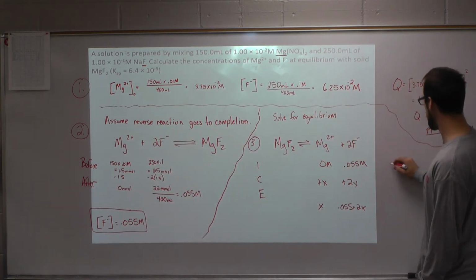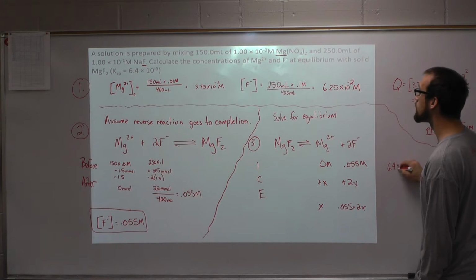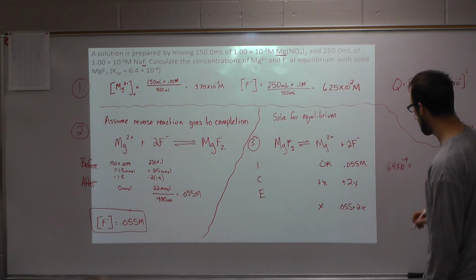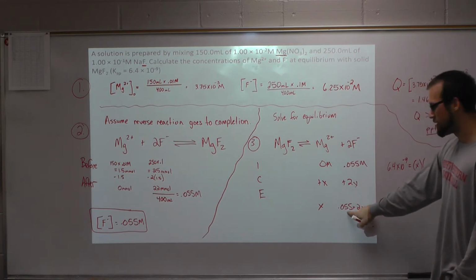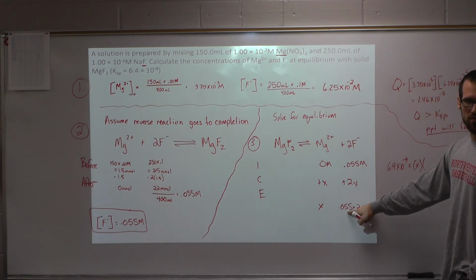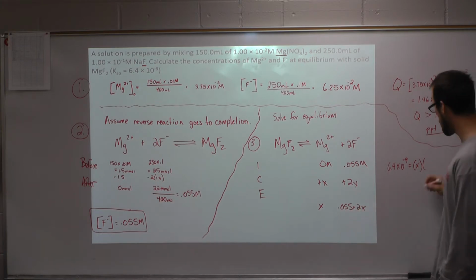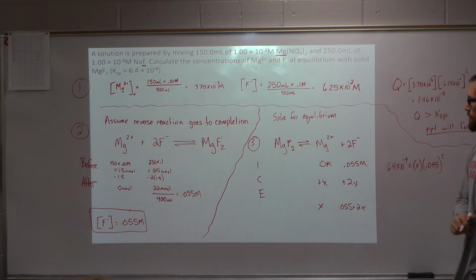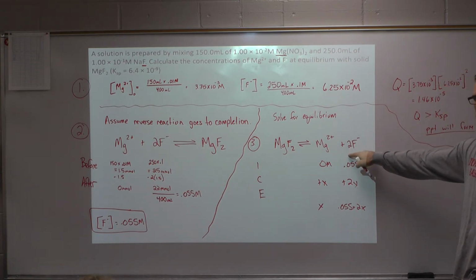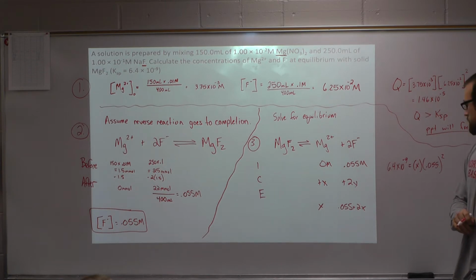What is the Ksp? 6.4 9 will be x times this plus 2x, but we're going to remove what? 2x. Don't forget to square it, because the equilibrium expression is going to be squared because of the coefficient. Solve for x.